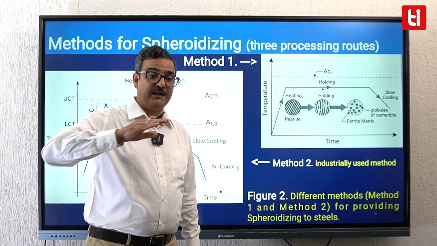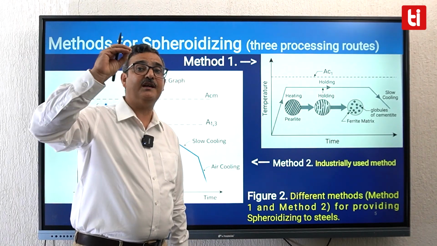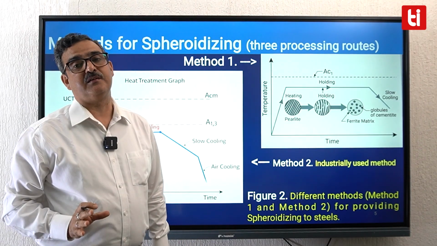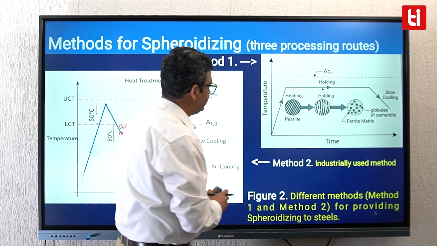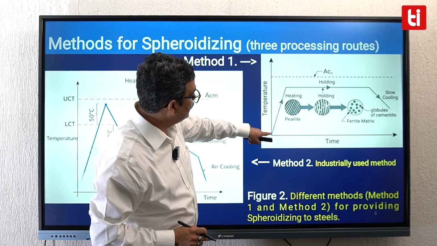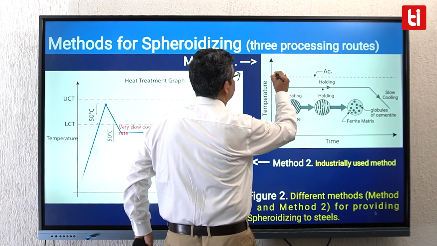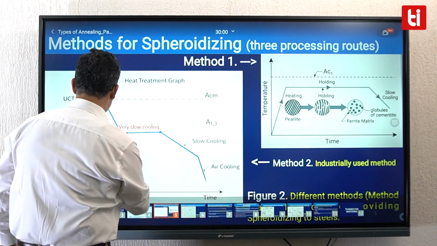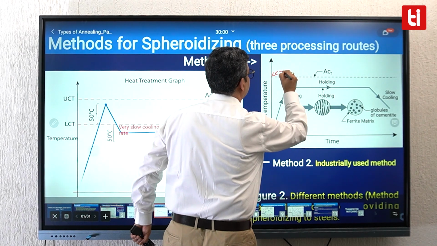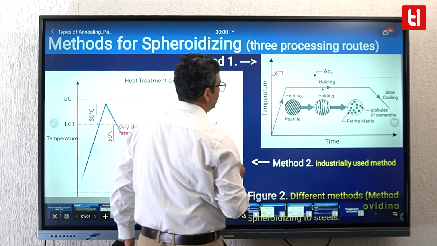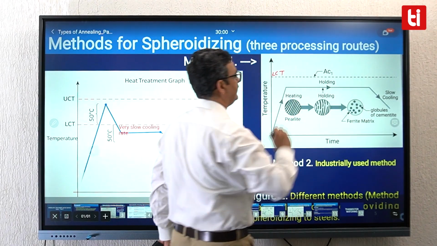Subcritical annealing means that during heat treatment, during annealing, the heat treatment temperature does not reach the lower critical temperature. We will remain below the lower critical temperature. So here you can see that we take the steel from room temperature to a temperature which is close to the lower critical temperature of the steel, but below it. You have to hold the steel at this temperature for a very long period of time.